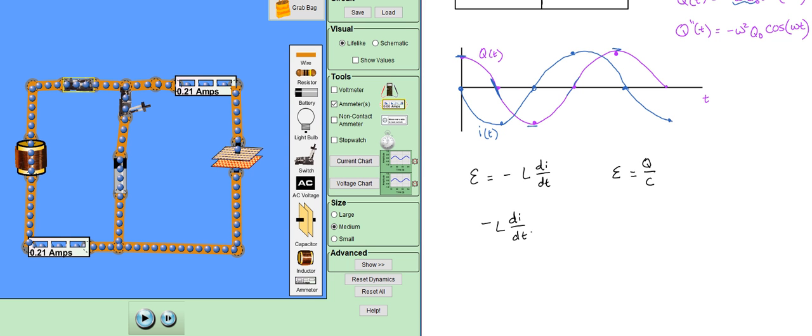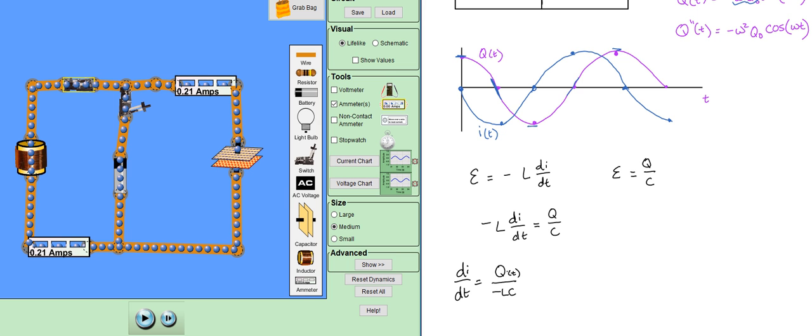Now what some people do is they try to write a loop rule for this statement, and you can do it essentially, but really with the inductor it should rather be using the statement of Faraday's law. Okay, so we can move this negative L over here. So I'm going to end up with di dt is equal to Q over negative LC. At this point, we can see how there's a differential equation. We know that we have this function Q of t, so it's not a fixed value. This function Q of t and di dt are related.